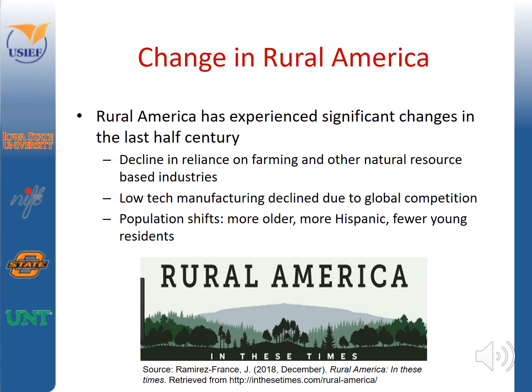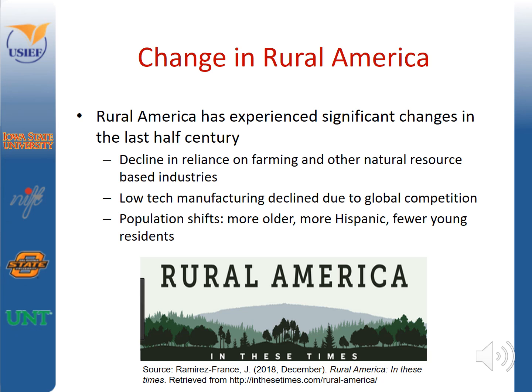There have been changes in rural America. Rural America has experienced significant changes, particularly in the last half century. There has been a decline in reliance on farming and other natural resource-based industries. Further, there has been a decline in low-tech manufacturing due to global competition. There have been population shifts as well. There are more older, more Hispanic, and fewer young residents living in rural America.